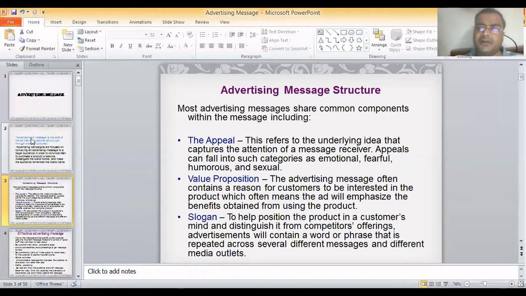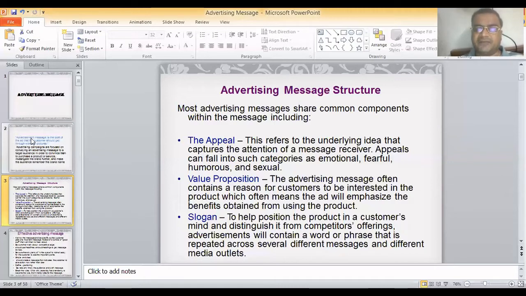If we look at an example, most of you would have seen the advertisement of Mentos, which comes on TV. Its punchline is "Dimag ki batti jala de." So here the appeal is humorous. Similarly, if we look at an advertisement of Axe deodorant, the appeal is sexual.